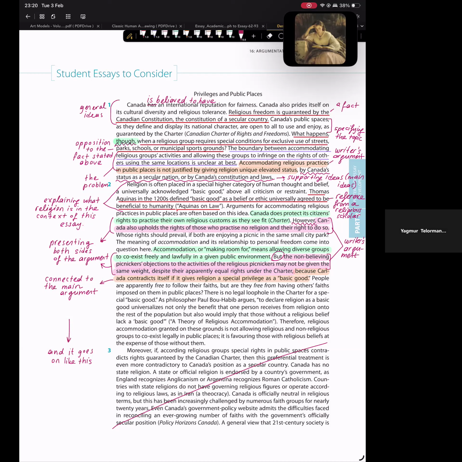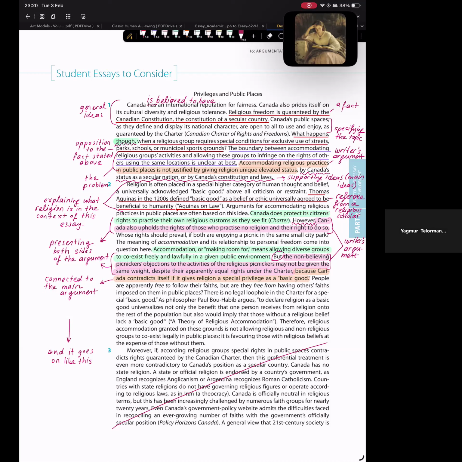And then the writer in the next sentence starts to specify the topic, narrowing down the topic. Canada's public spaces is the topic. Canada's public spaces, as they define and display its national character, are open to all, it means all people, to use and enjoy as guaranteed by the Charter. The Charter is where the rights of the Canadians are written. Again, it is a fact. And the topic is now narrowed down.